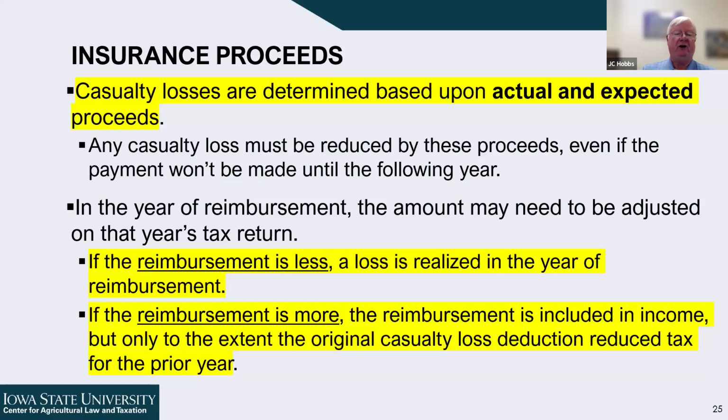So what happens if the reimbursement is less than what we expected? Well, then we have a loss that's realized on that in the year of reimbursement. If it's more, we have income, but only to the extent that that original casualty loss deduction reduced the tax for that prior year. We don't have to get hit twice. Your tax preparer will understand the rules on this.